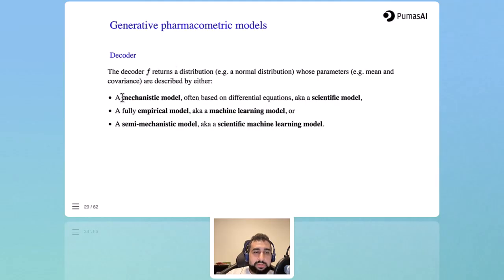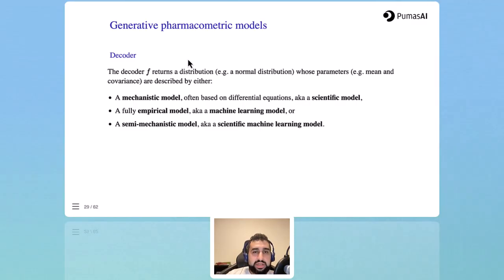Usually those are described by some mechanistic model, so that's based on some differential equations, or a scientific model, so that's a PK-PD model, for example, first order absorption model with maybe a depot compartment, and so on. And so there's often a mechanistic model that's actually used inside of f here as opposed to a neural network. And that mechanistic model then tells me something about the distribution of each observation basically at each point in time. And we'll come to the time part in a few slides as well.